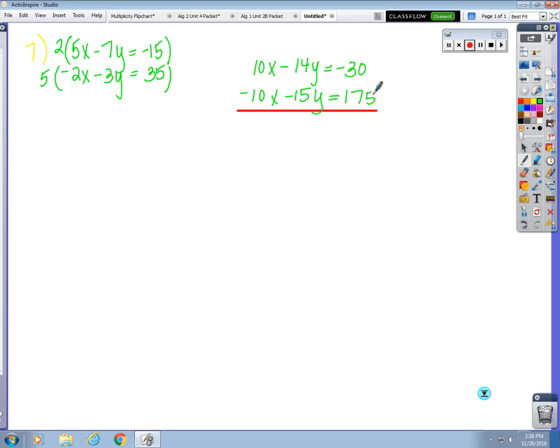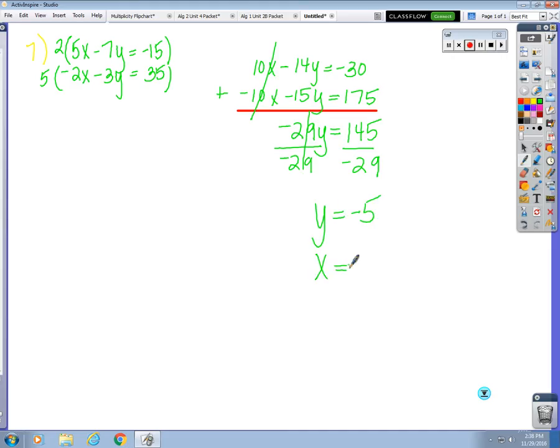175. And then those cancel out because 10x plus negative 10x is 0x, so you don't have to write it. Negative 14y plus negative 15y is negative 29y. And then negative 30 plus 175 is 145. Now what would we do to both sides? Divide by negative 29. And so y equals what? Negative 5. Now that we've found y, how do you find x?